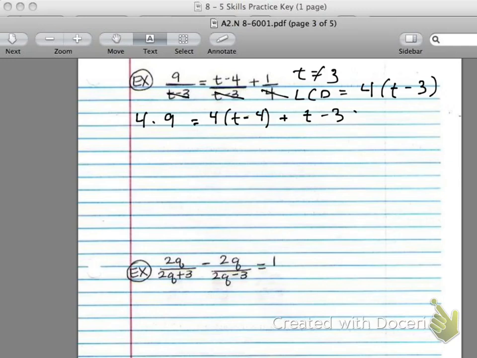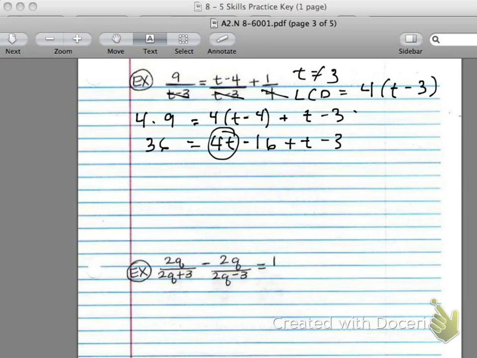You already know the denominators we can cancel. Right. So that helps you, maybe, maybe not. If you screw that up, go back the long way. Okay? 4 times 9 is 36. Okay? 4 times t, and 4 times negative 4 is 4t minus 16 plus t minus 3, combined like terms.